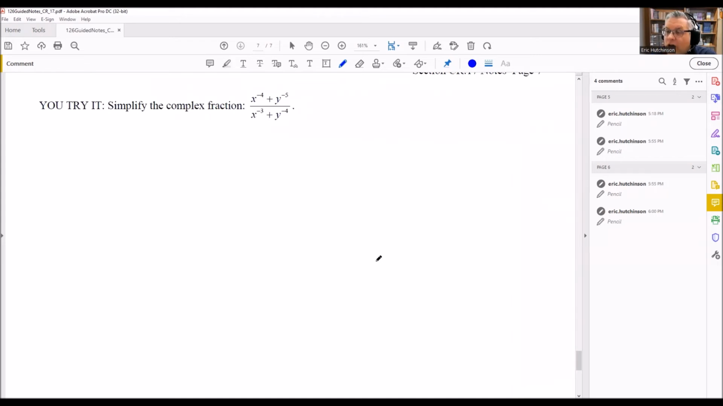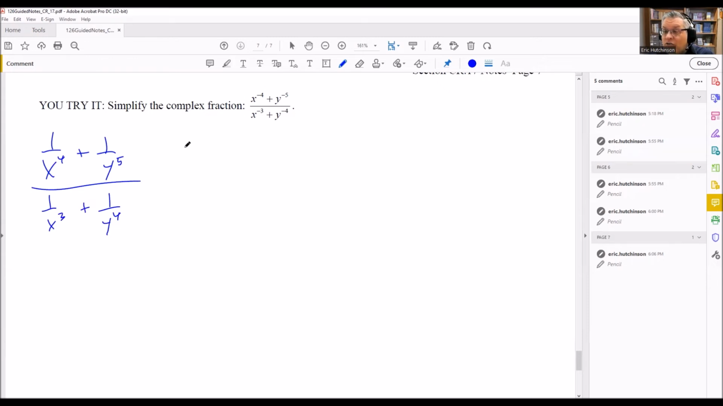Let's do one more like that. Okay, so again, this is another one where we're going to turn the negative powers into fractions. So we're going to do 1 over x to the fourth plus 1 over y to the fifth, 1 over x cubed, 1 over y to the fourth. Okay, so now we've changed all the negative powers. Now we have them all written out as positive exponents.